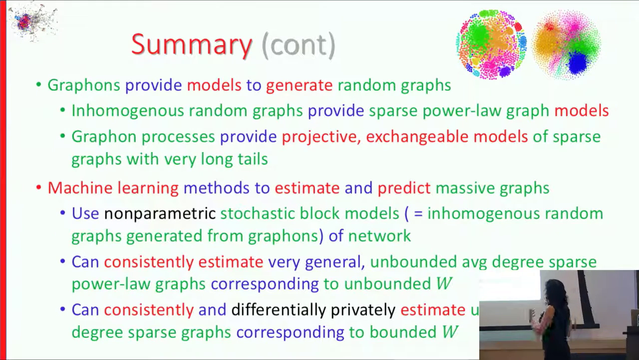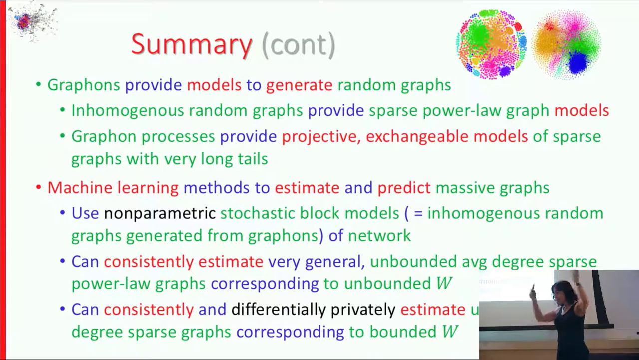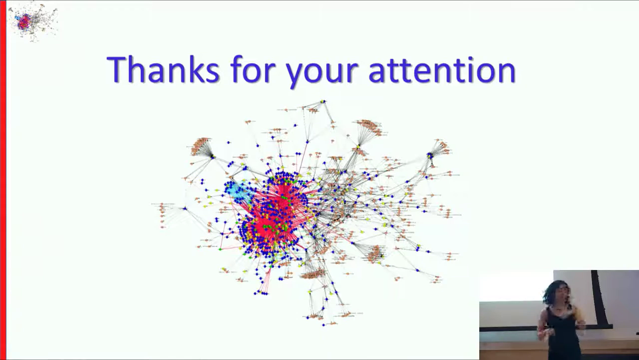And then when you have very large graphs, you should be using non-parametric stochastic block models so you don't overfit. And you can consistently estimate very general unbounded average degree power law graphs corresponding to unbounded W, this kind. We're just writing up this kind. And you can consistently and differentially privately estimate unbounded average degree sparse graphs corresponding to bounded W, not power laws, but at least much more than dense graphs. Okay, that's it.